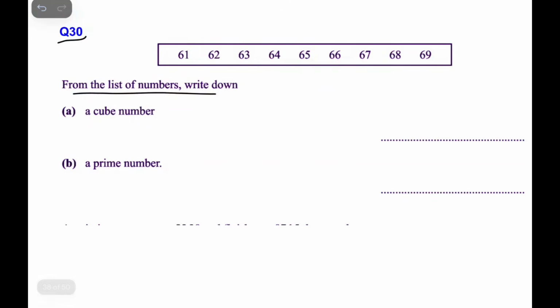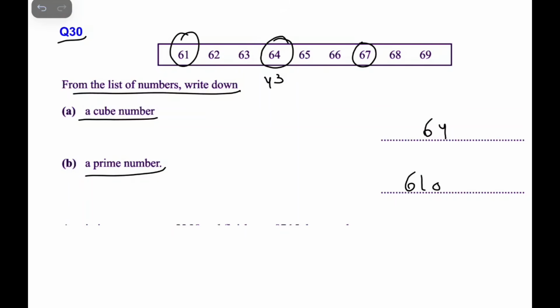Question number 30. From the list of the numbers, write down a cube number. Now we know that 64 is a cube number as it can be written as 4 cube. A prime number, 61 and 67. You can write any of the numbers. 61 or 67 are the prime numbers.